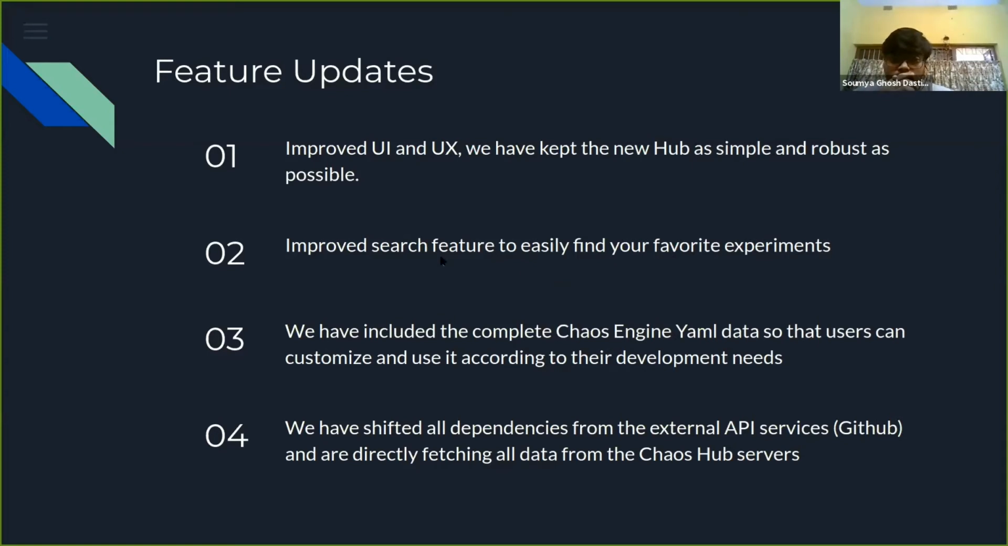And secondly, we have improved the search feature. As the Chaos Hub increases in size, like more experiments and experiment groups are added to the Chaos Hub, it will become a little difficult to go through each experiment group and search for the experiments. So we have improved the search feature so that you can easily find your required experiment that you want to apply and run on your customer system.